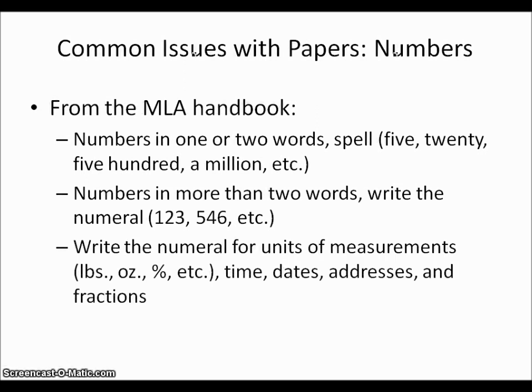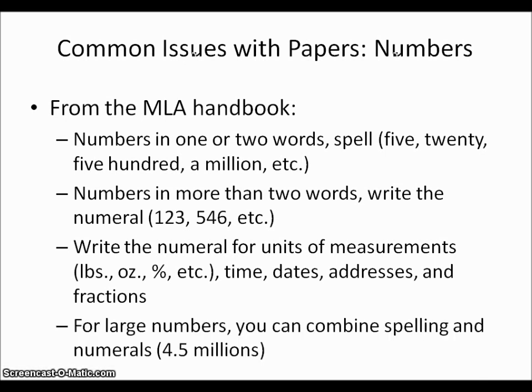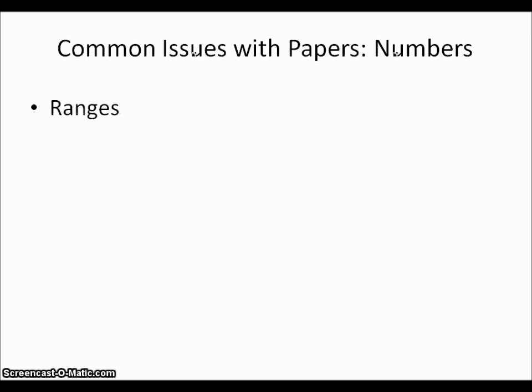You can also write the number for units of measurements, for example, pounds, ounces, liters, percent, etc. You need to write the number for time, like it's 5 p.m., for dates, for addresses, for fractions, and if you're citing something like a book where the title is a number, then you have to write the numeral. For large numbers, you can combine spelling and numerals, like in 4.5 million. You can combine, it's okay.